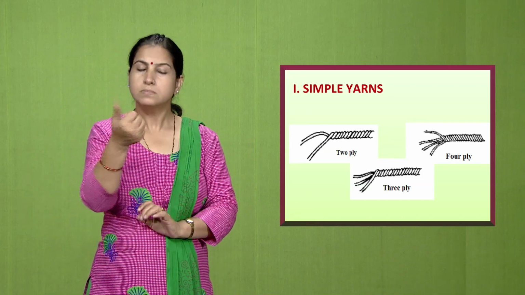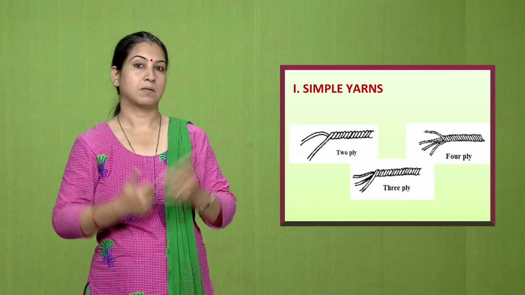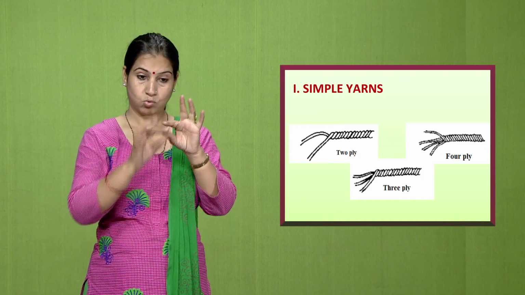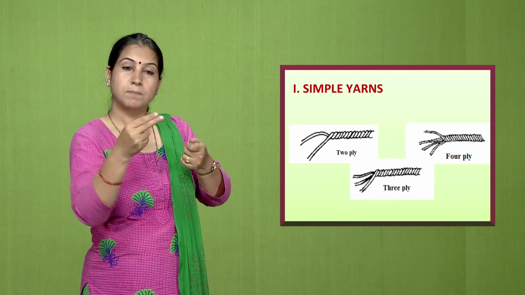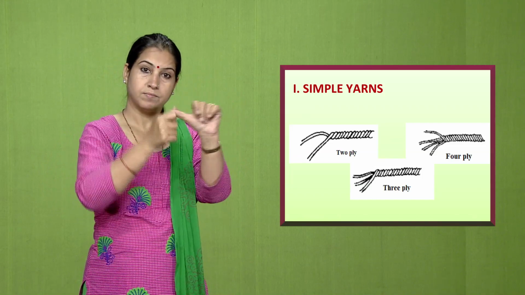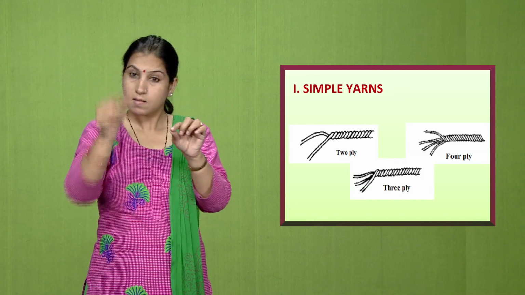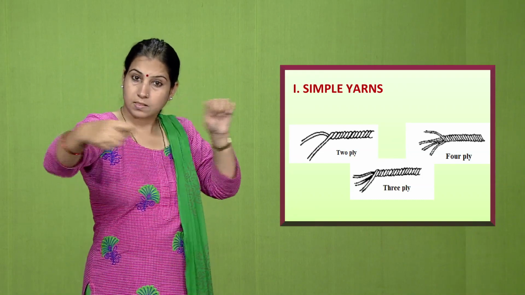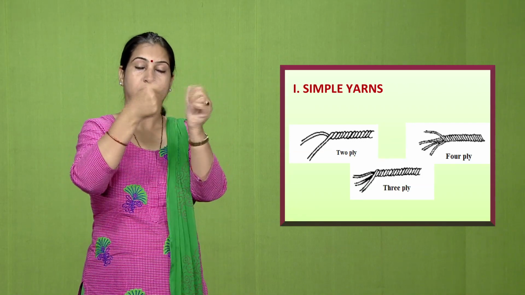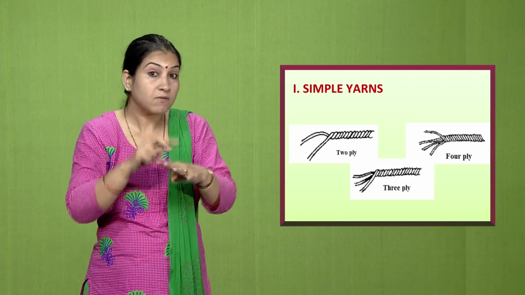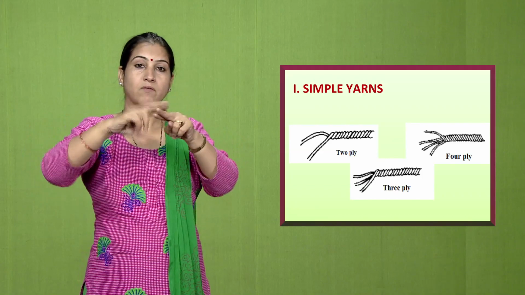You can easily see the diagram in your book. Two single yarns which have been twisted together form the 2-ply yarn. In this, there are 3 single strands which are twisted together to form a 3-ply yarn. And similarly, if there are 4 single yarns twisted together, they form a 4-ply yarn.